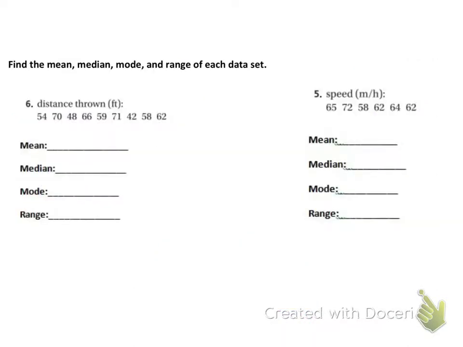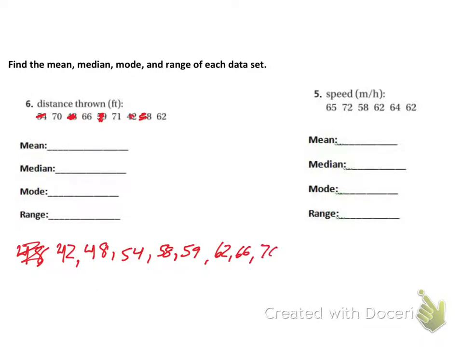All right, find the mean, median, mode. First thing you want to do is rewrite them from smallest to biggest. I'll write it on the bottom here. It'll be, I think, 40, not 48. It'll be 42, 48, then 54, 58, 59, 62, 66, and 70.